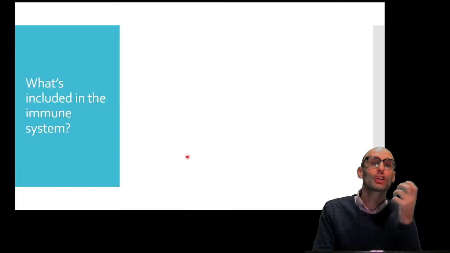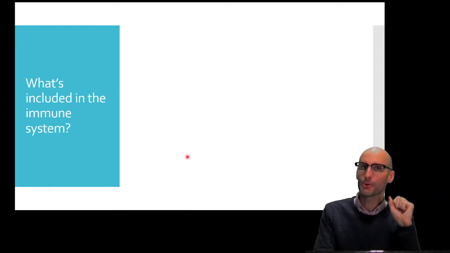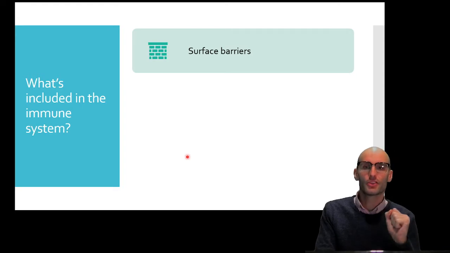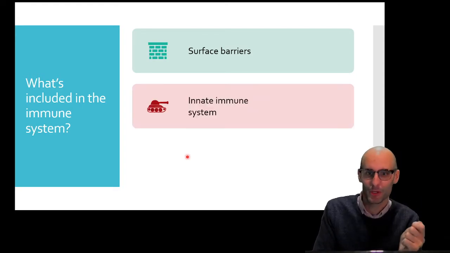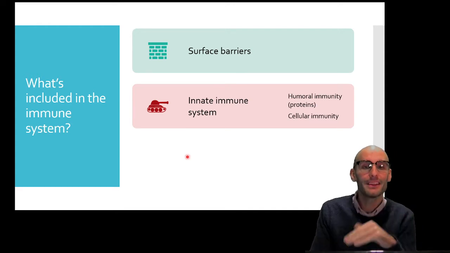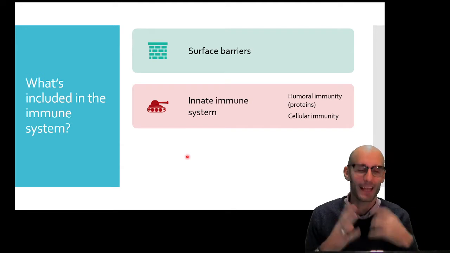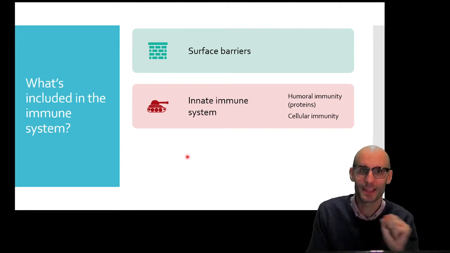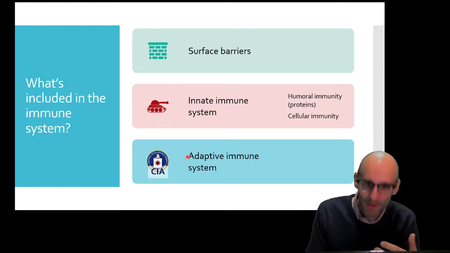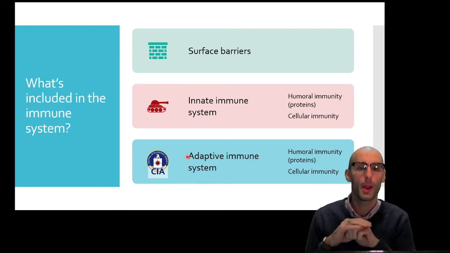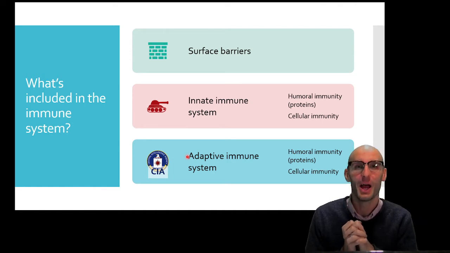Cool. So what's included in the immune system, if it's all the structures and everything? We typically break it up into three main groups. So there are surface barriers. There's the innate immune system, and within the innate immune system, there's what's called the humoral immunity and the cellular immunity, and I'm going to jump into that a little bit more later on in the video. Then there is the adaptive immune system, and that too has humoral immunity as well as cellular immunity going on.